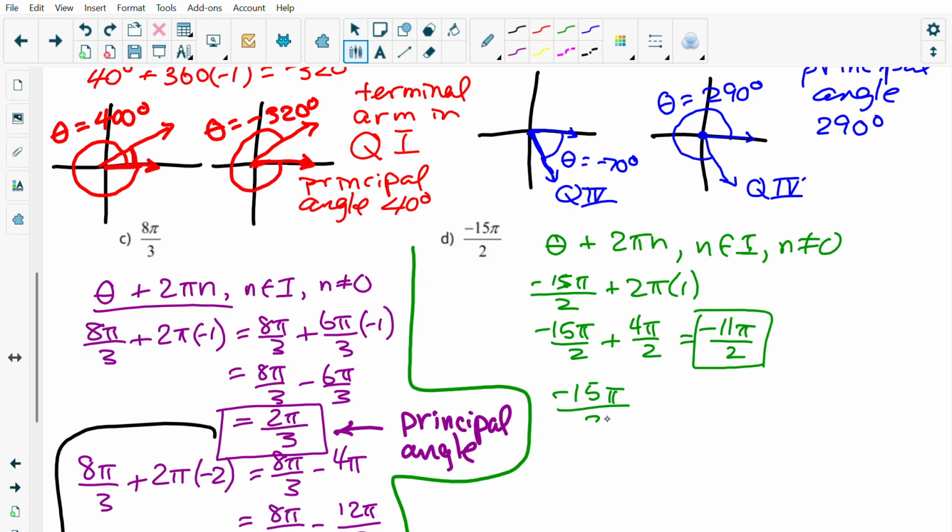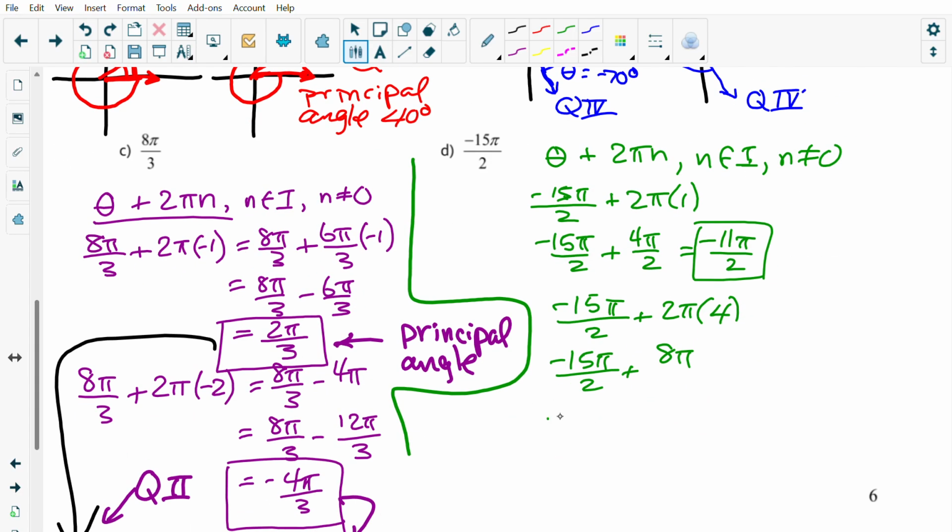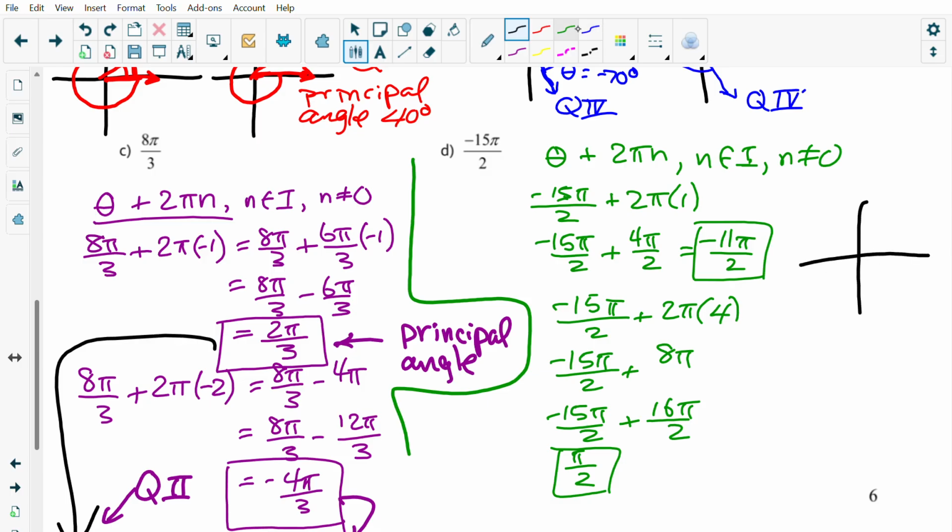Let's do a positive angle. So let's pick an appropriate n value that gives me a positive coterminal angle. So 2 pi, let's pick 4. That should get us squarely in the positive area. So that's negative 15 pi over 2 plus 8 pi. That's negative 15 pi over 2 plus 16 pi over 2, and that is pi over 2. Let's put a box around that.